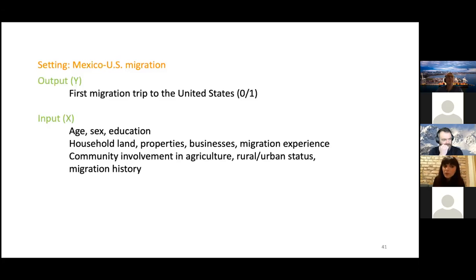So basically, the output that we want to predict is whether someone takes a first US trip. So we only focus on first trips. We have information on additional trips as well, but we worry about things changing in people's lives due to migration. So we focus on the first response. And we include a number of inputs. Here I've listed both exogenous and potentially endogenous inputs, but we experiment with excluding things that might be a result of weather, and the results don't change much.